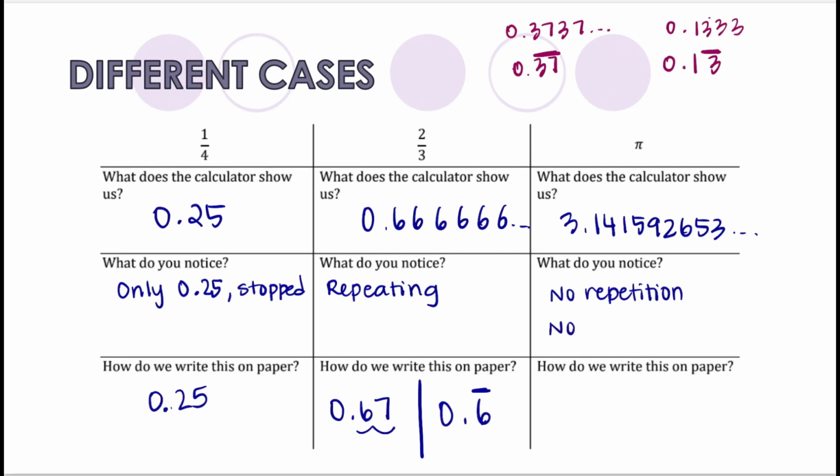This last one has no repetition and no end for both of them. So this is actually called an irrational number. You can't represent it as a fraction. And so this one is kind of special because it's pi. So obviously you could just write it as pi. But otherwise you would just write it as 3.14 and then a decimal or point, or kind of the same thing.